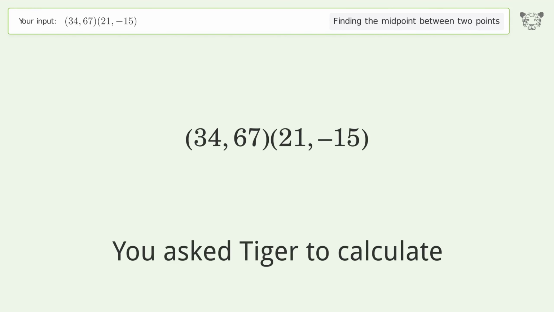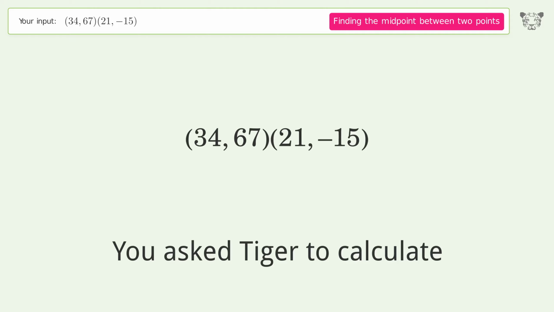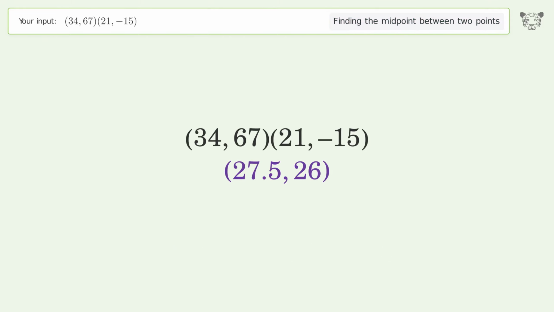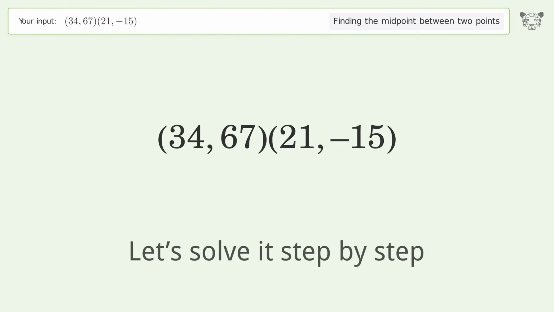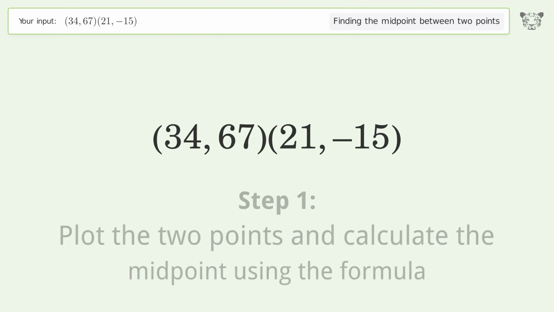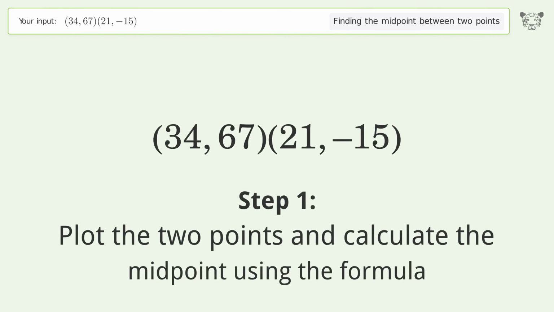You ask Tiger to calculate. This deals with finding the midpoint between 2 points. The midpoint between the 2 points is 27.5, 26. Let's solve it step by step. Plot the 2 points and calculate the midpoint using the formula.